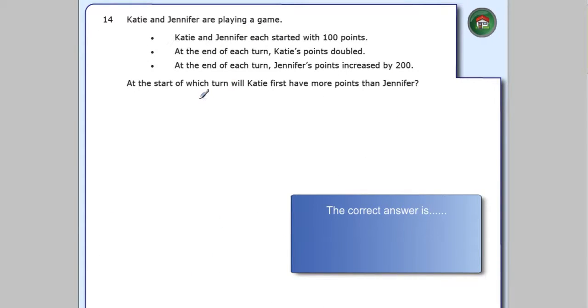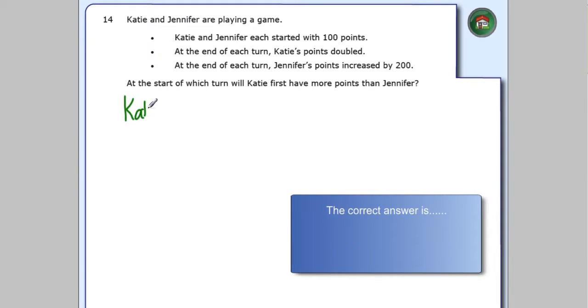All right, number 14. Katie and Jennifer are playing a game. They each started with 100 points. At the end of each turn, Katie's points are doubled. At the end of each turn, Jennifer's points increase by 200. At the start of which turn will Katie first have more points than Jennifer?